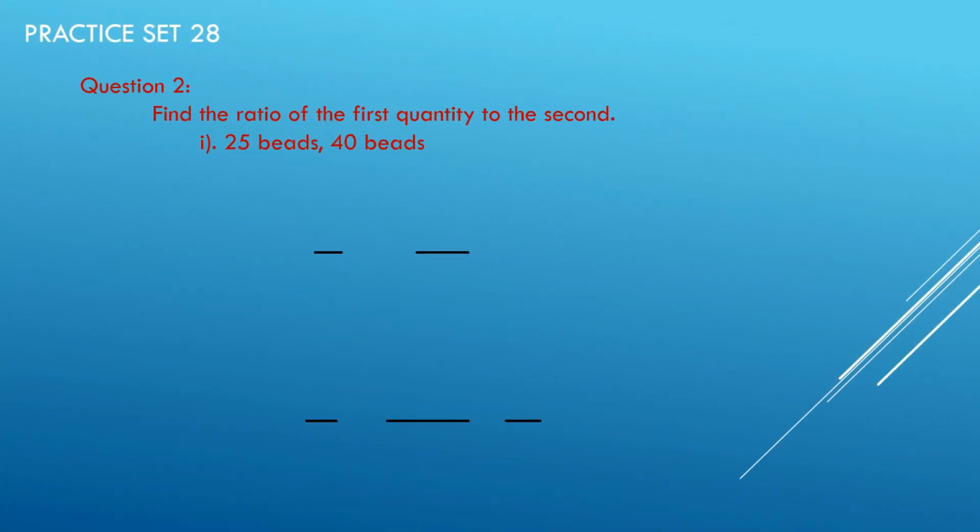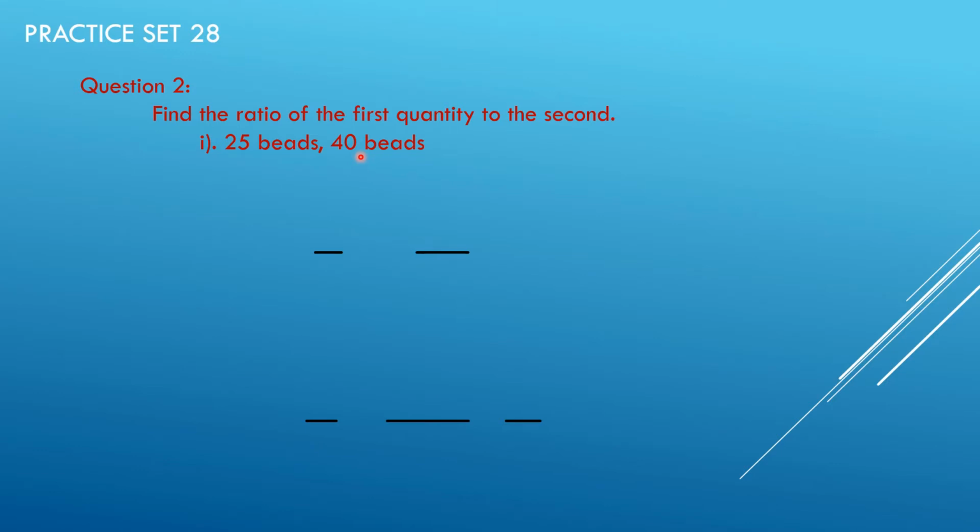Question 2. Find the ratio of the first quantity to the second. First one, 25 beads and 40 beads. Here in this question the two quantities are in the same units. Then we have to find the ratio of the first quantity to the second. Here the first quantity is 25 beads and the second quantity is 40 beads.